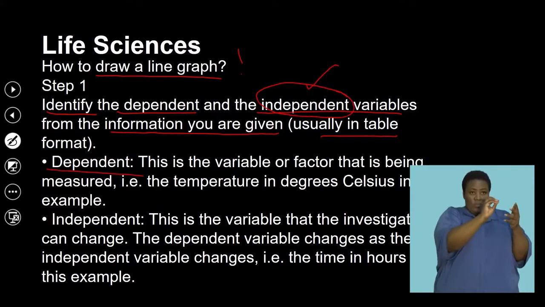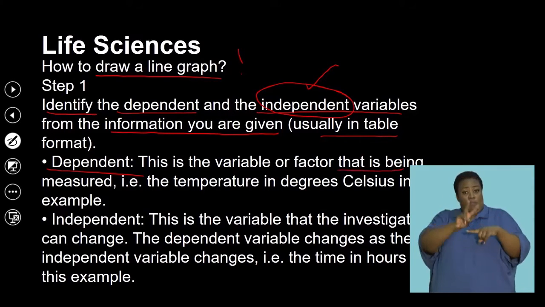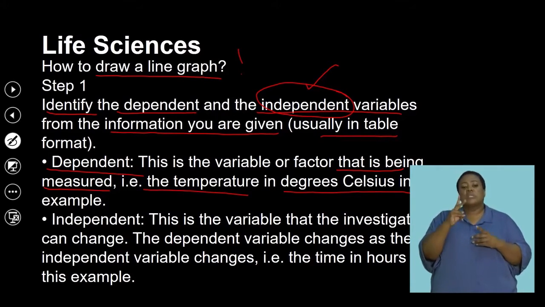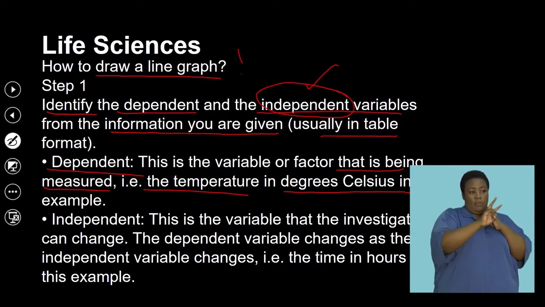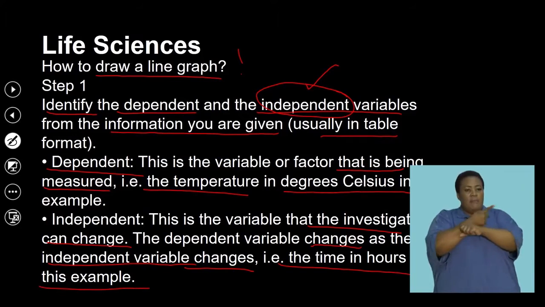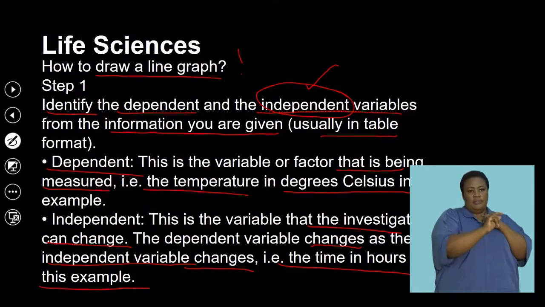We then look for the dependent variable, and this is the variable or the factor that is being measured, that is used to measure or to determine the conclusion of an experiment. It could be the temperature in degrees Celsius, and we'll look at that in the table that I've placed on the next slide. So let's look at an example of that. The independent variable is the variable that the investigator is changing or manipulating. The dependent variable changes as the independent variable changes. So the time in hours is the example of an independent variable. So let's move on to the next slide.